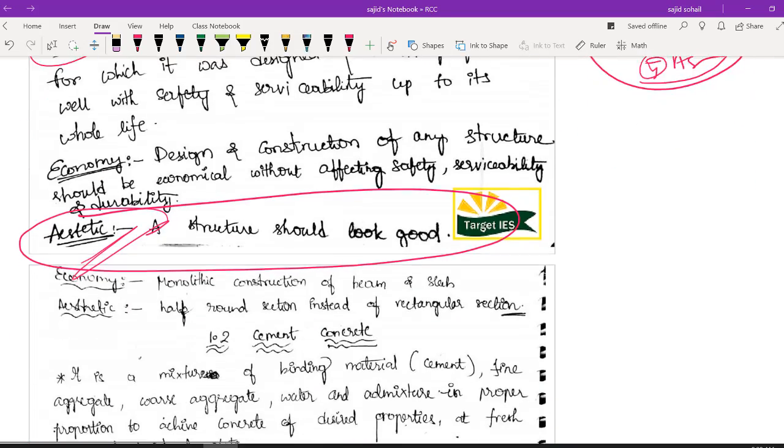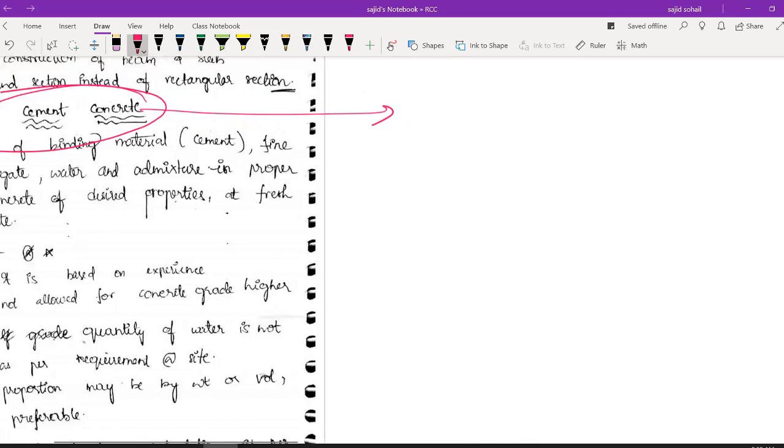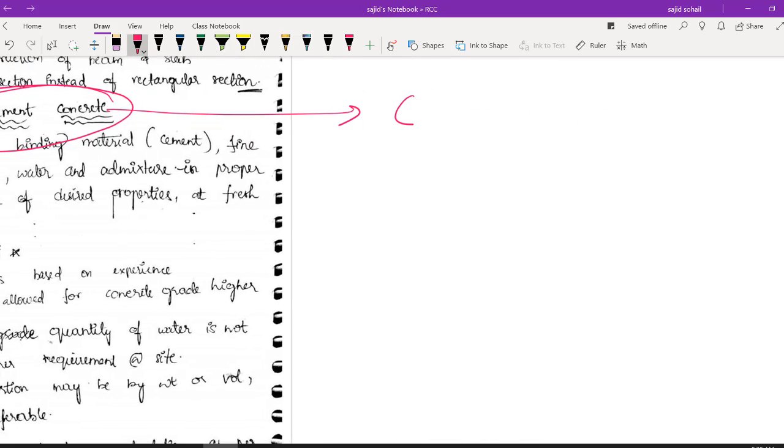So let us talk about few important things like cement concrete design. See, what is concrete first of all? RCC reinforced cement concrete hai na. So let us see what is cement concrete first of all. See, in cement concrete you will be having obviously cement, you will be having fine aggregates, you will be having coarse aggregates, and you will be mixing it with water, right? You will be mixing with water, and you can also have some admixtures.